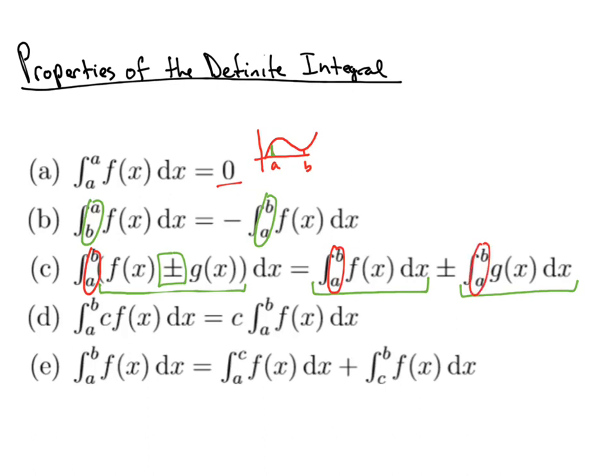The next property we have, well, if c is a constant here that's getting multiplied by a function, we can factor out that c and multiply it by whatever the integral ends up equaling.